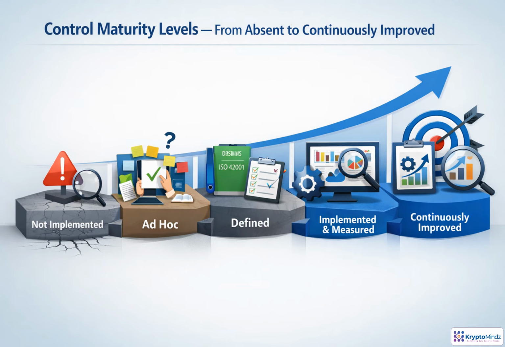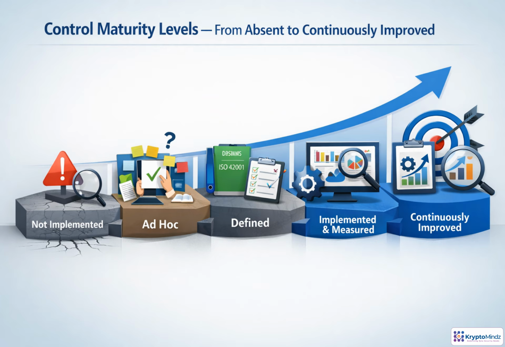Control maturity is a practical way to judge how dependable a control really is. At the lowest level, there is no implemented control, so there is no evidence to rely on. Ad hoc controls may work, but only because certain people remember to perform them. Defined controls are documented, assigned, and aligned with ISO/IEC 42001, but consistency is still developing.